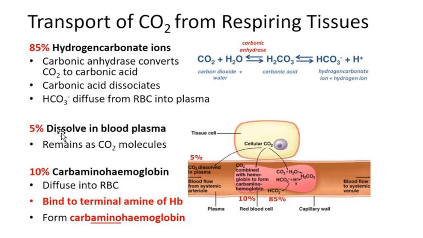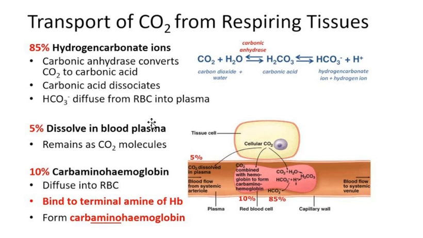We mentioned 85% is hydrogen carbonate ion. Then look at the 5%. 5% dissolves in blood plasma. Now 5% will dissolve directly in blood plasma, and this remains there as CO2 molecules within the blood plasma.